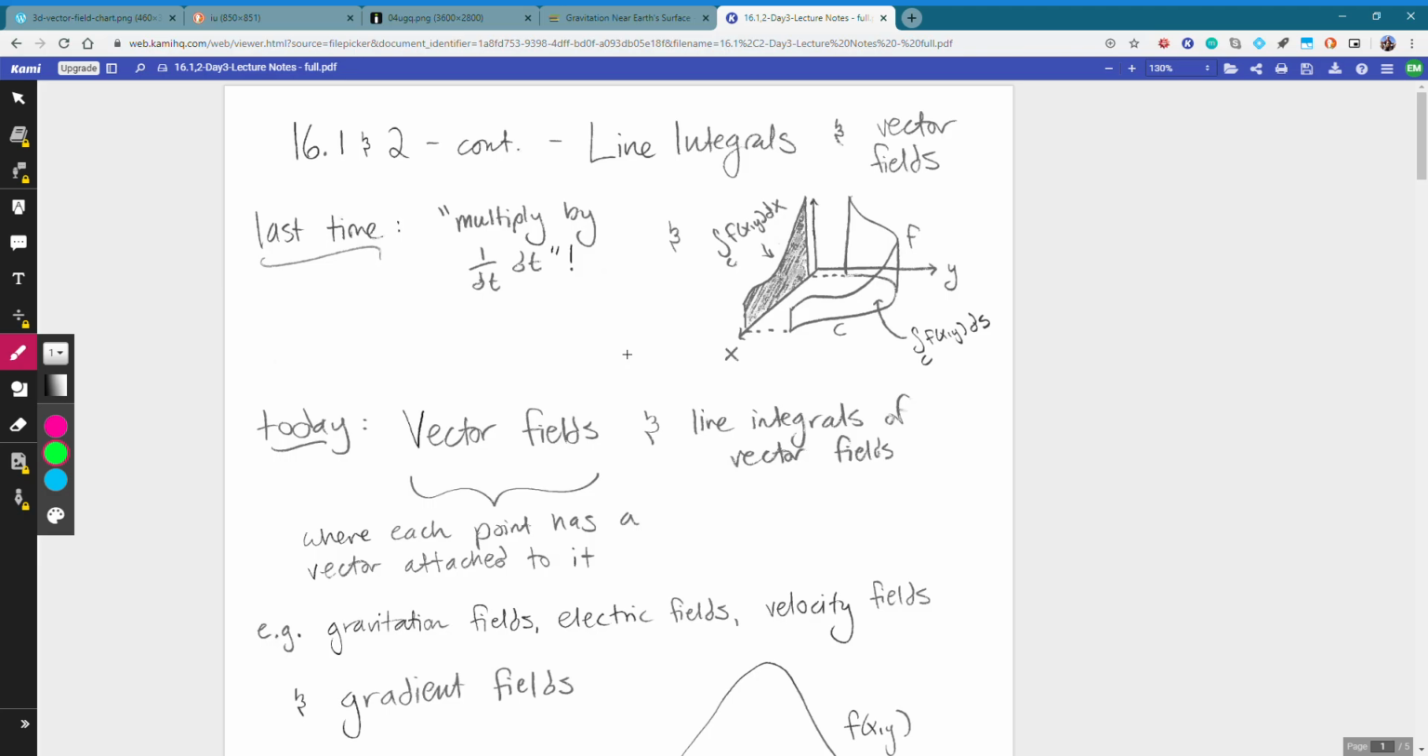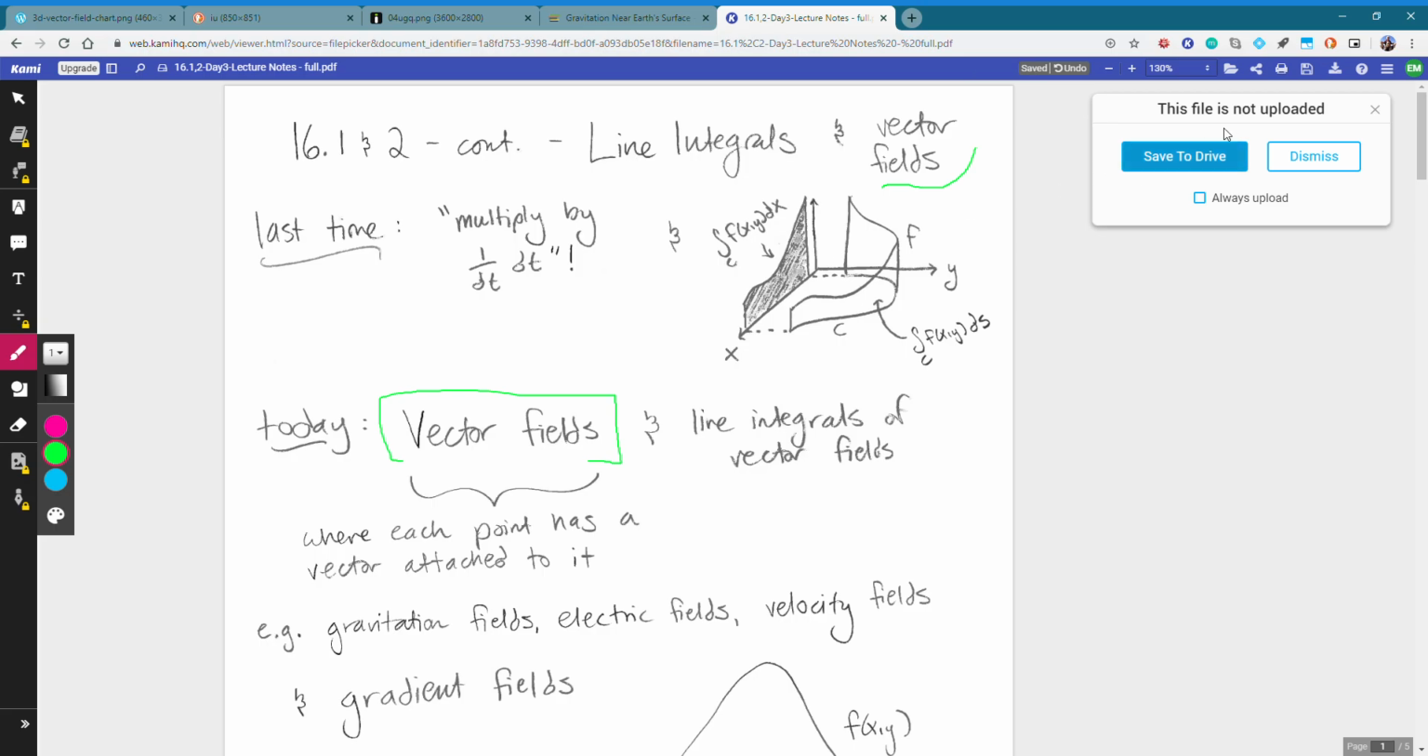Welcome back, everybody. Today we're going to keep thinking about line integrals, and we're going to introduce a new idea called a vector field. You might have been wondering when those were going to show up, and we're going to introduce what these are, and also think about line integrals and what that means in the presence of a vector field.